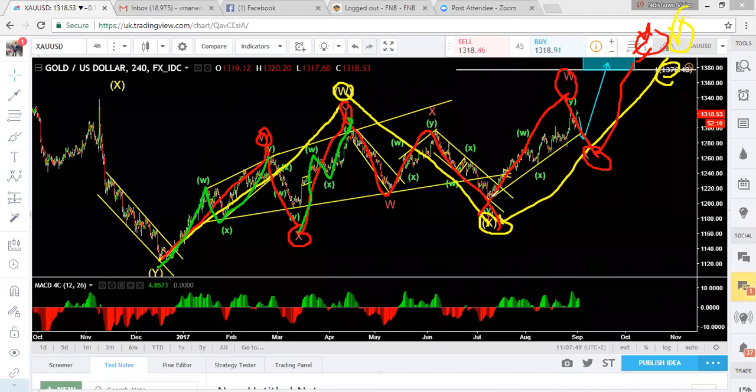Right, so let me just go straight to this swing. You can see that under each red, there's W, X, Y. Under each W, X, there's W, X, Y. So similar here as well. We have this W, X, Y, and this is now completed because this is now equal to this. So this is why I'm anticipating maybe a deeper correction here before we complete this move to the upside. That's gold.